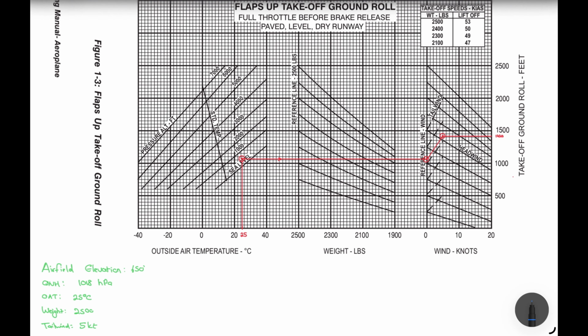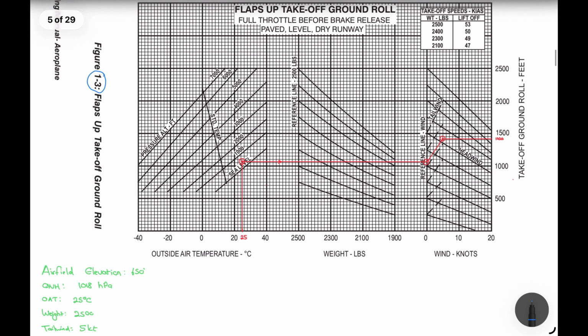The question is with reference to figure 1-3 flaps up takeoff ground roll. So the first thing you need to do is find the correct graph in your performance and planning manual. This is figure 1-3 and the title is flaps up takeoff ground roll, so we are sure that we have the correct one in front of us.